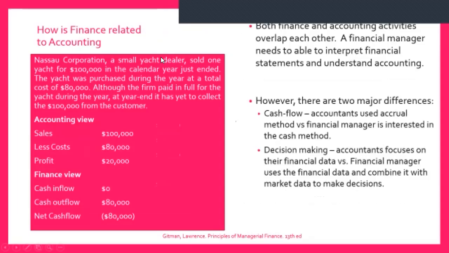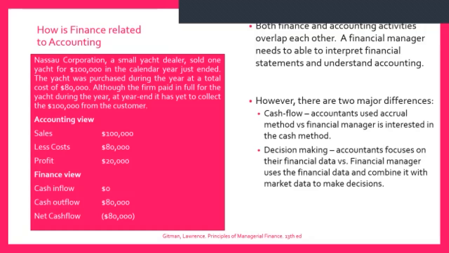What about accounting? Finance and accounting are used interchangeably. How is it related? The finance and accounting activities overlap each other. A financial manager needs to be able to interpret these financial statements and understand accounting. So the financial manager isn't really preparing those account statements, right? But they are given to him, passed on, and he has to be able to interpret this information so that he could make his decisions.